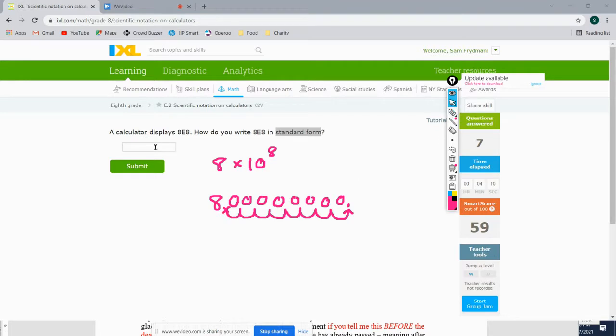A lot of students will write 8.000000000, but that is incorrect. The decimal point is not here anymore. It's actually at the end of the number. Of course, if it's at the end of the number, then you don't actually have to write it. So I'm just going to erase that and click submit. Okay, again, standard form here.